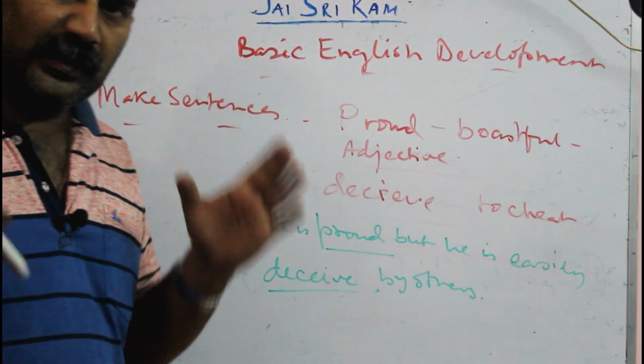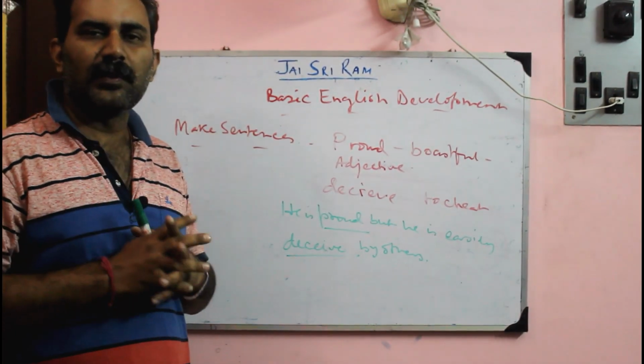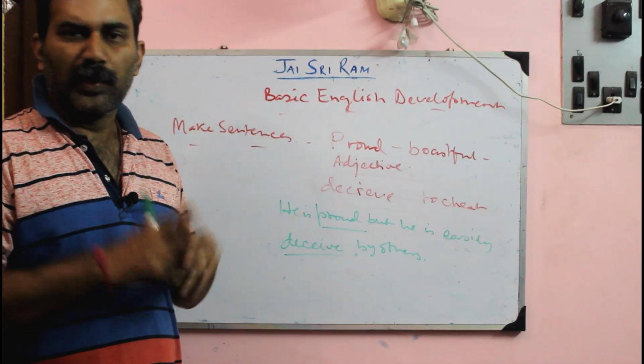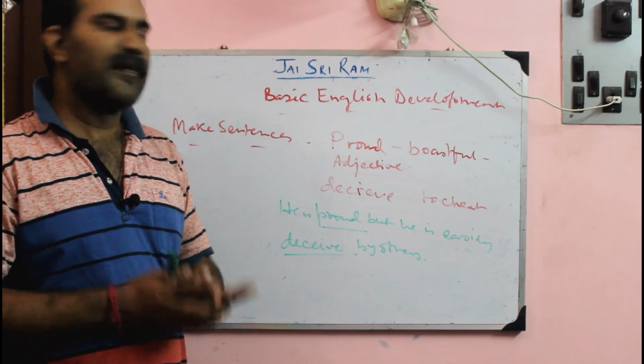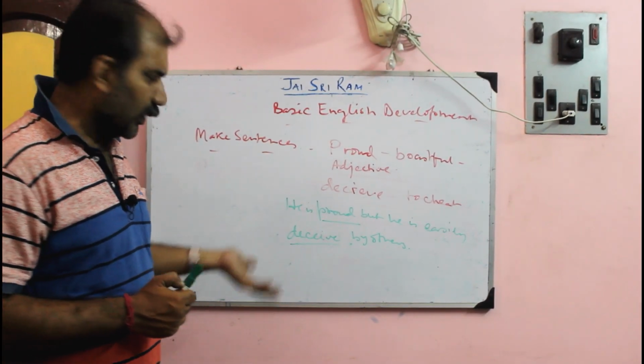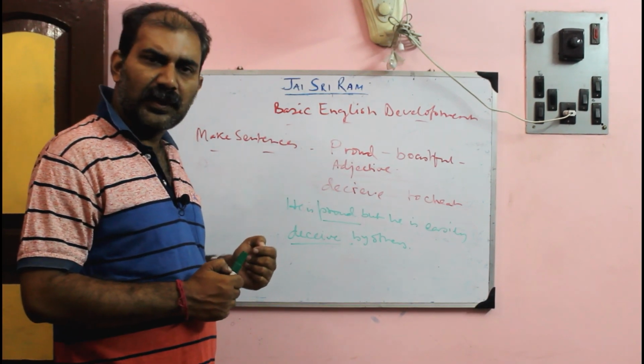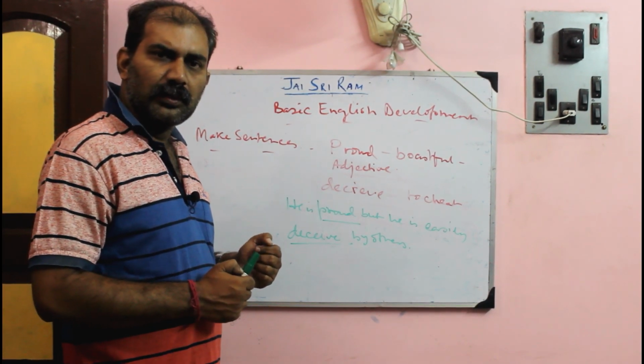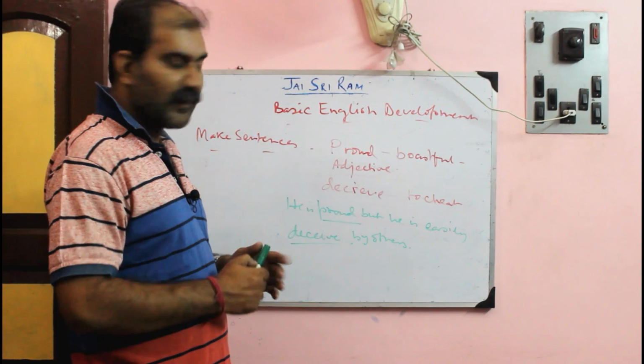So whenever you are making a sentence, see which form of the word you are using, which form of the word is applicable. If you feel the form of the word that is applicable is different, then you can use a different form of the word. But always try to use the same form.